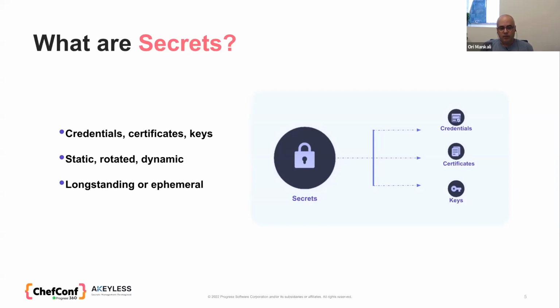A rotated secret is somewhat similar to a static secret, aside from the fact that once in a while, at a predefined frequency, the secret or the password or the token, whatever it may be, is rotated and modified to a new version.